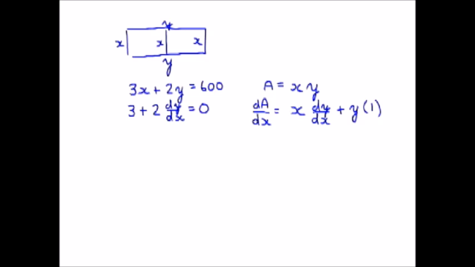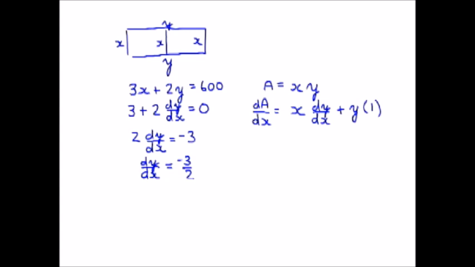So I return to the first equation that I was working with, on the left-hand side of the screen. And what I'm going to do is rearrange and solve for dy/dx. First, I'm going to subtract 3 from both sides of the equation. So I have 2 times dy/dx is equal to negative 3. And then I'll divide both sides of the equation by 2. So I end up with dy/dx is equal to negative 3 divided by 2.